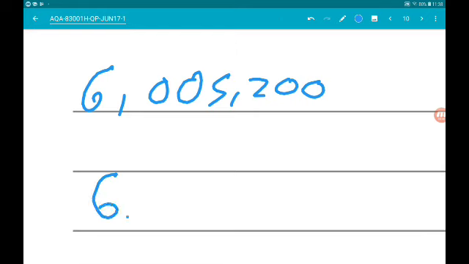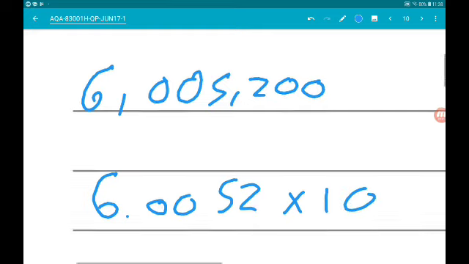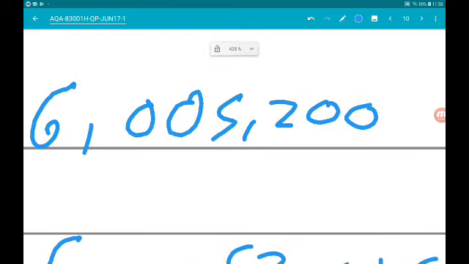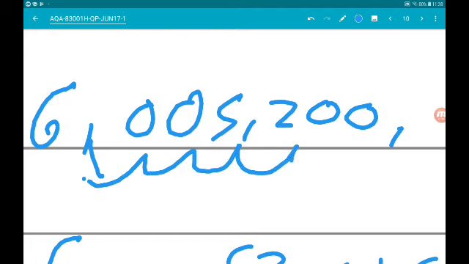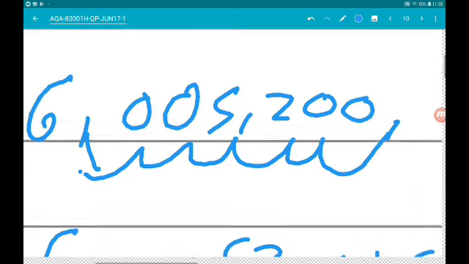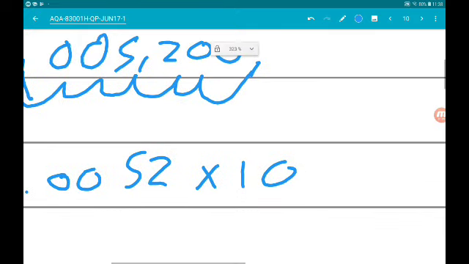So 6.0052 times 10 to, now to work out the power, count how many places the decimal point would be from here to here. So it's going to go 1, 2, 3, 4, 5, 6. So it's times 10 to the power 6. Cool.